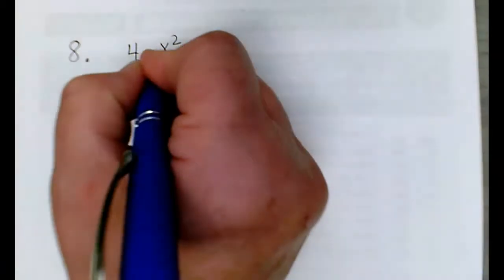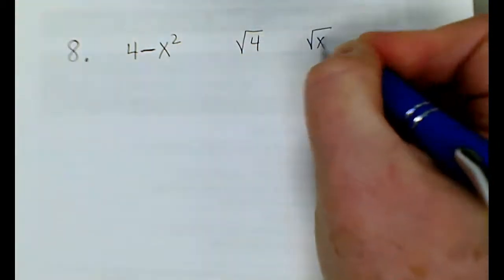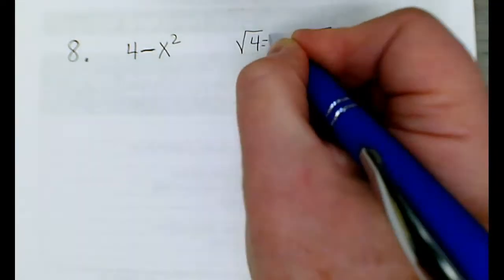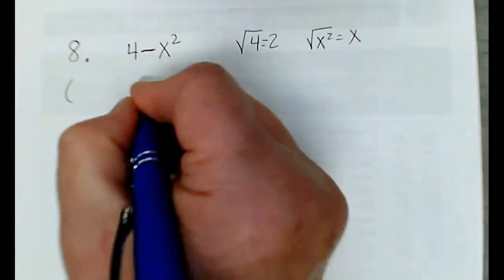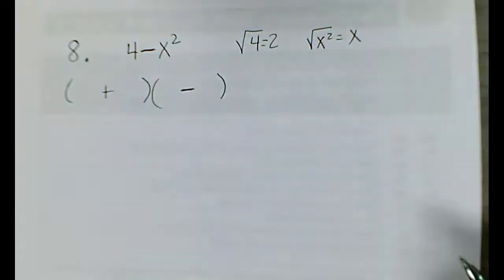Step 1. GCF first. Does it have a GCF? No. Step 2. Does it fit the pattern? Does it have a different sign? Does it have perfect squares? Are there two of them? Are they perfect squares? Then it will factor into this plus minus pattern.